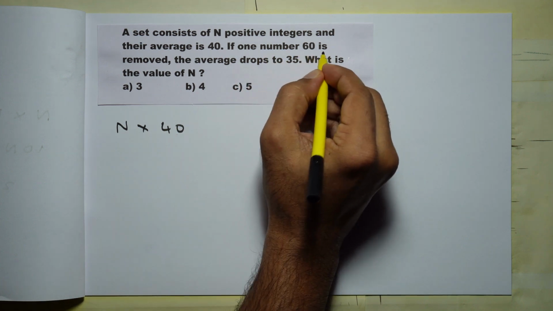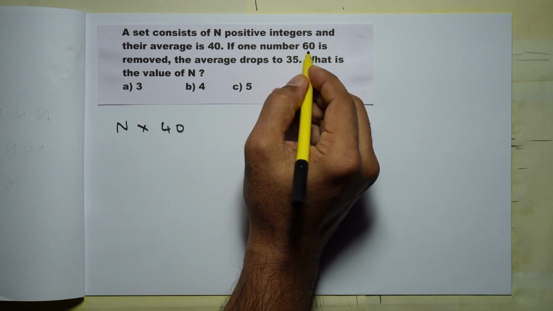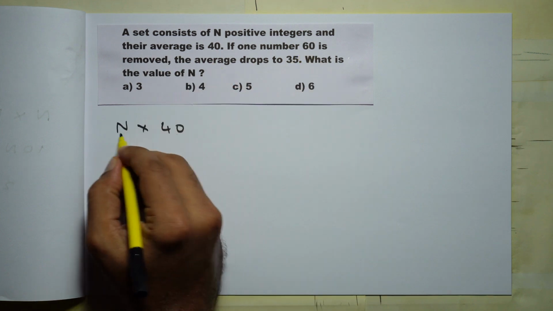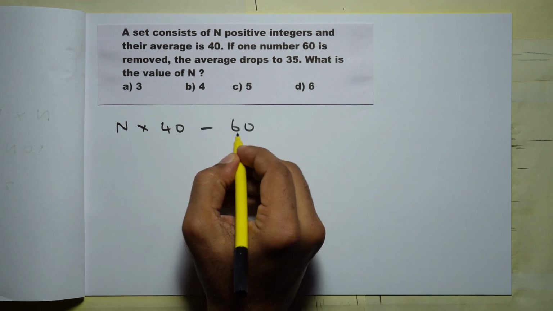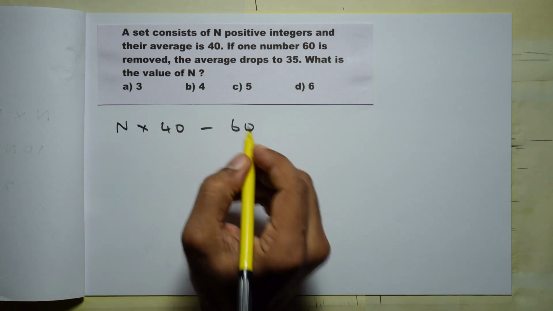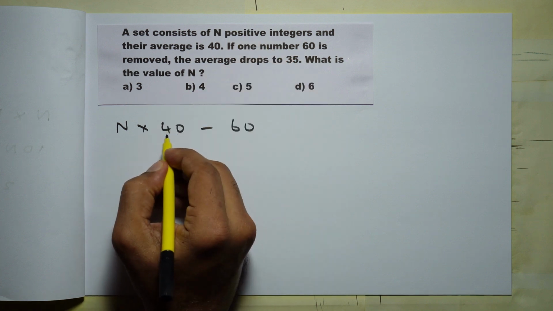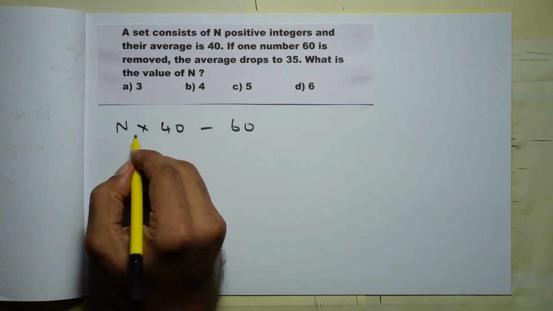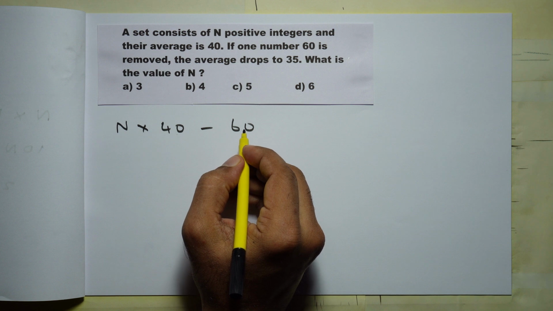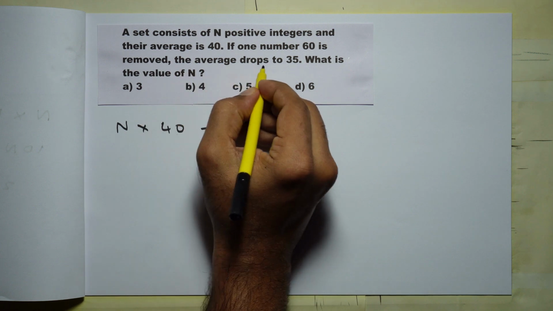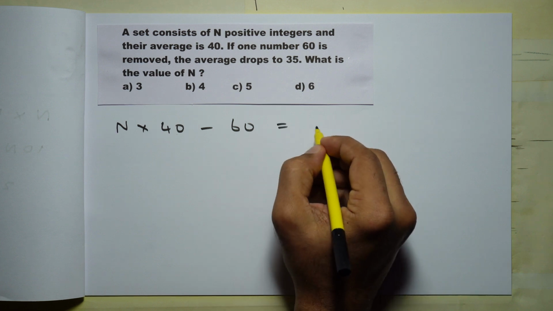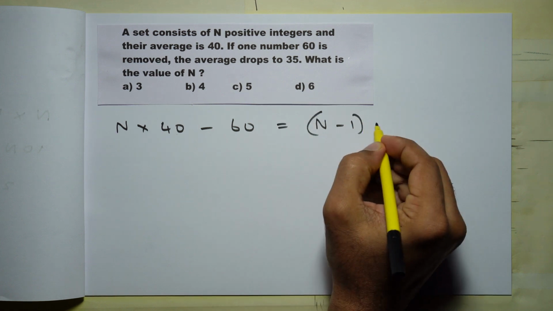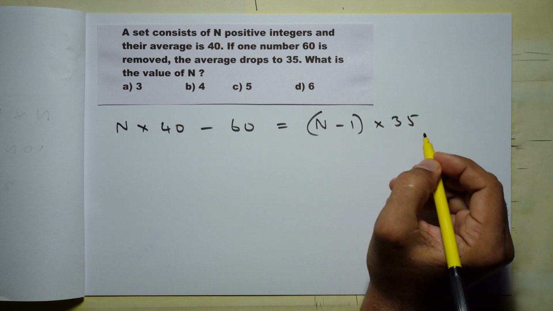If one number 60 is removed, then the total sum will reduce by 60. So after removing 60, this will be the total sum: n numbers into their average 40, and from this total sum we have removed the number 60. And then the average drops to 35. So this total sum can now be represented as n minus 1 into their average 35.